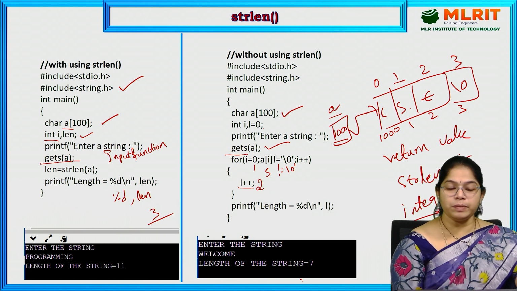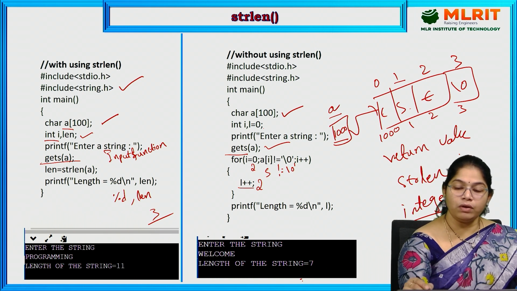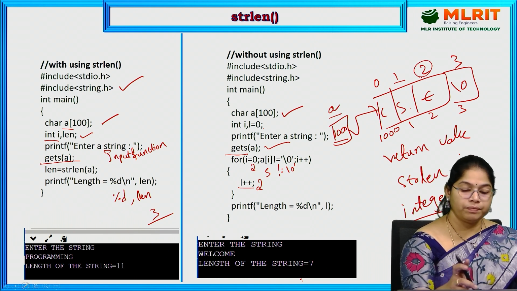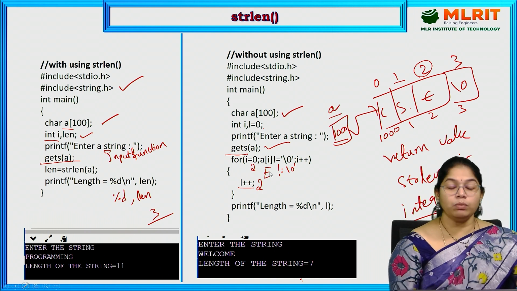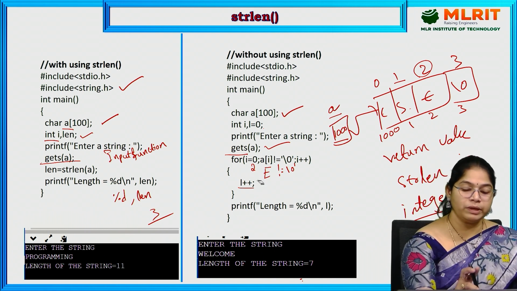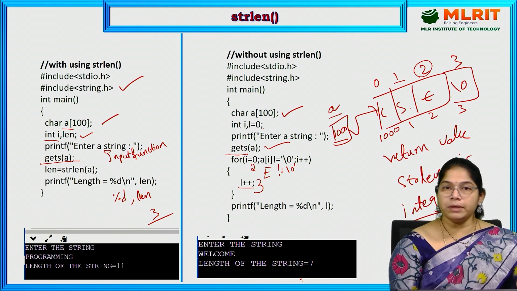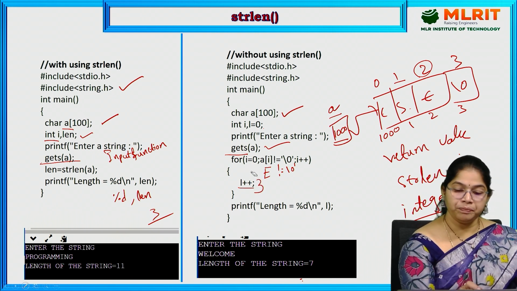Again I plus plus, now I becomes 2. A of I, that means A of 2. In A of 2 we have E. E not equal to null. Yes, condition is true. If that condition is true, L has to be incremented by 1. Now L is 3. Again I plus plus, now I becomes 3.